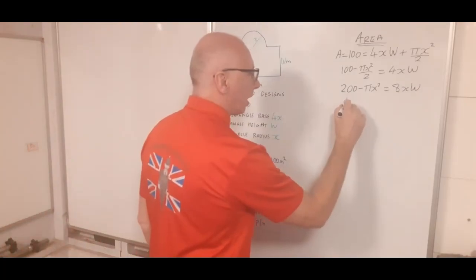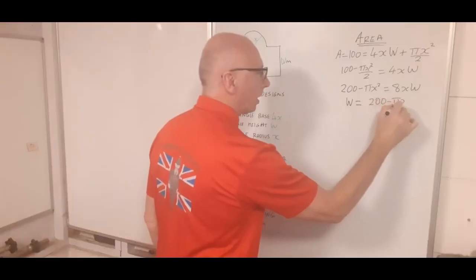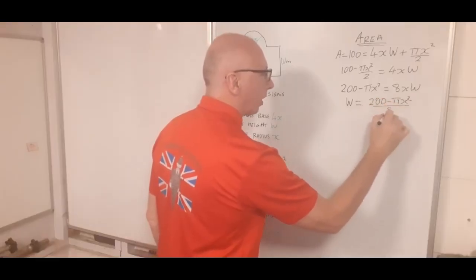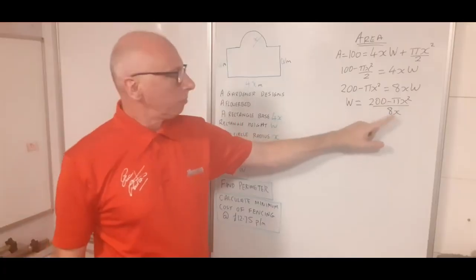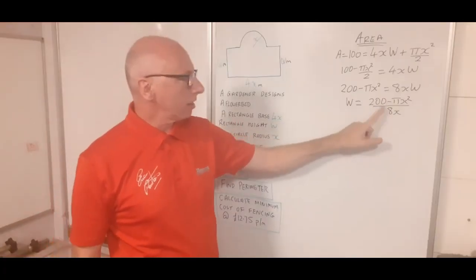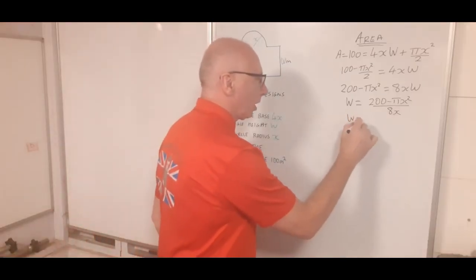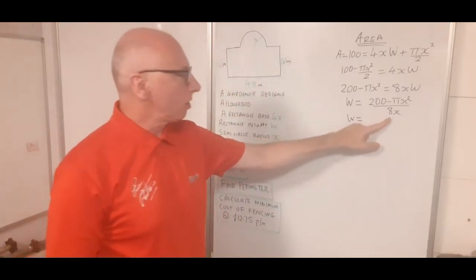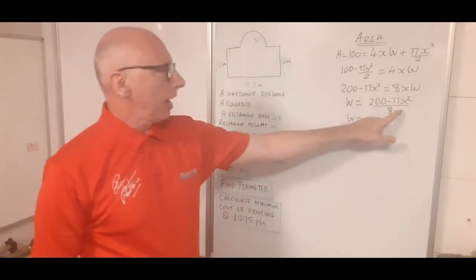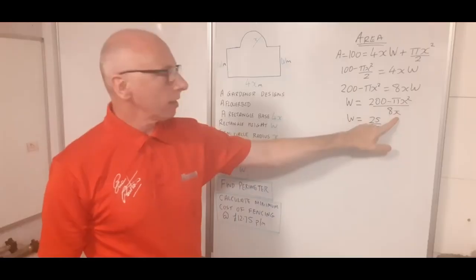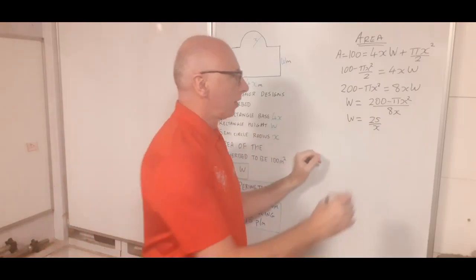Now I can simply isolate the w by dividing by 8x. So I'm going to write it here like this. w equals 200 minus pi x squared over 8x. Now I'm going to divide everything by the x's, try and get the x's in 2 different terms. So that will give me w equals 200 divided by 8 is 25. So that's 25 over x. And then pi x squared over 8x, that's going to give me pi x divided by 8.